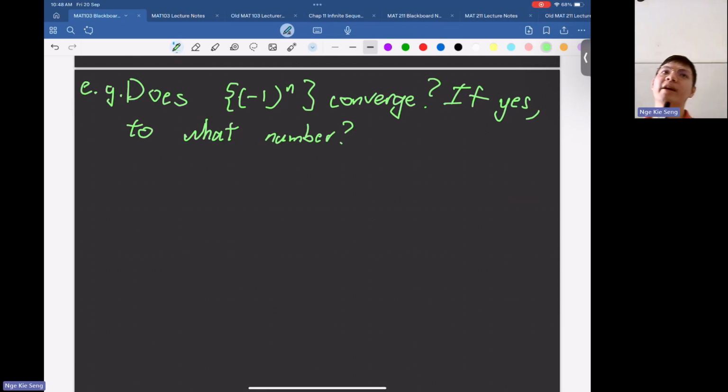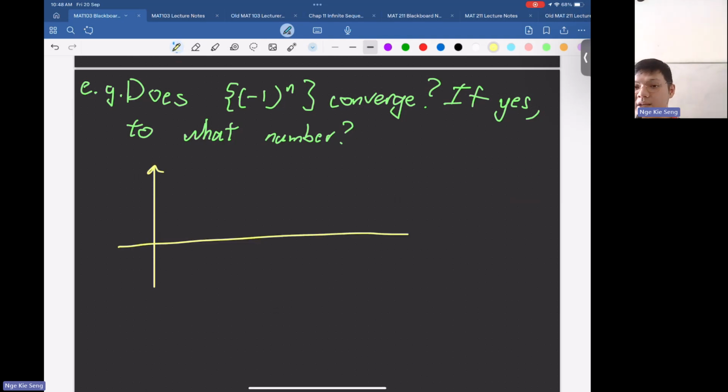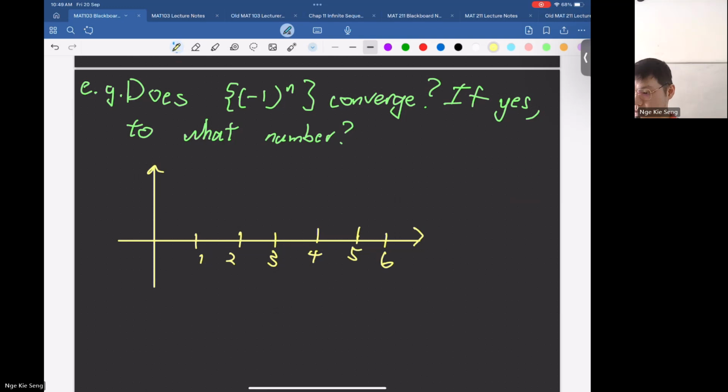So what do I tell you? When you get a sequence, what can you do? You plot the sequence out. Whenever you see a sequence, you can write down the terms and then plot it out. But I think the terms are quite easy to see in this case. So what are the terms in this sequence? What's the first term, second term, third term? Negative 1, 1, negative 1, 1, negative 1, 1, negative 1, 1.